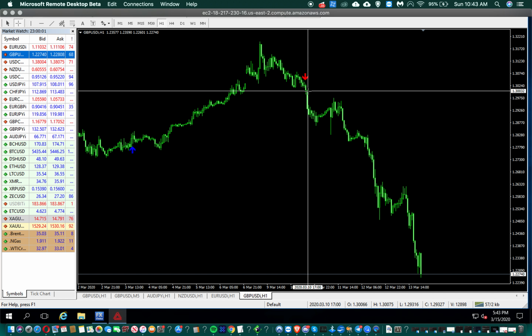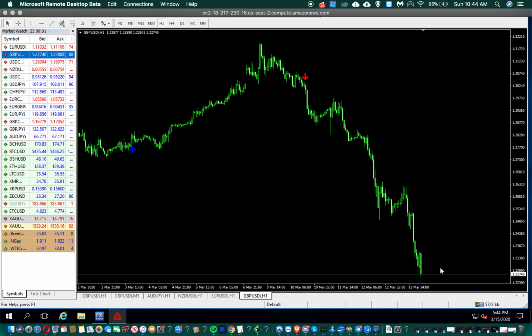Literally, there was no drawdown. Okay. So here the trade opened, and what did it do? It went straight down. And it went down. How far down did it go? It went down 731 pips. How much money is that?